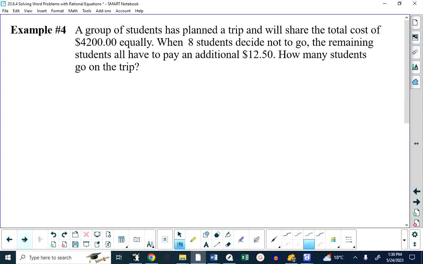So how many students go on the trip? Well, let's call n the number who go. Often in your textbook they would say n is the number who planned on going. Since you're asked how many actually go, I would go with n as the number who actually go. Well, what that would mean is that 4,200 divided by n is how much each of those students pay.